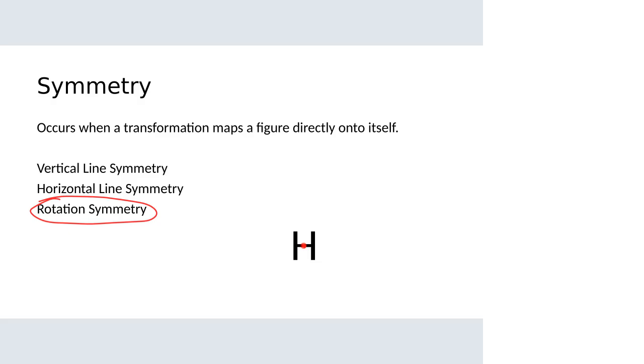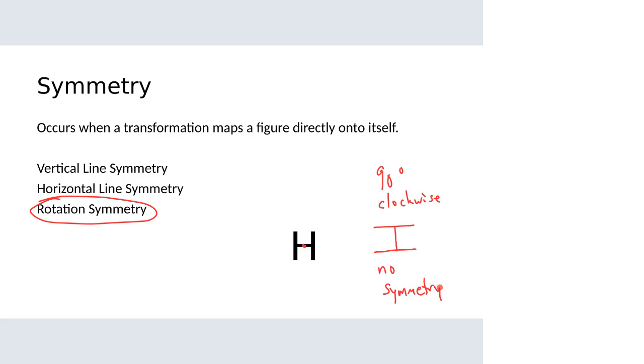Now, if I were to rotate 90 degrees clockwise, I would end up with, let's see, my H is going to go this way. My horizontals are going to go vertical, my verticals, and that does not land on itself. So there I do not have symmetry. For a 90-degree clockwise rotation, there is not symmetry.